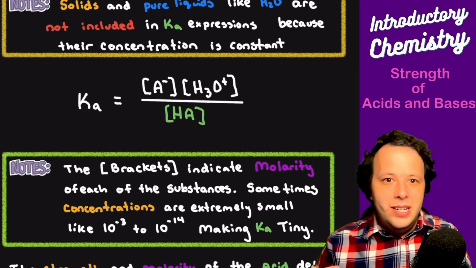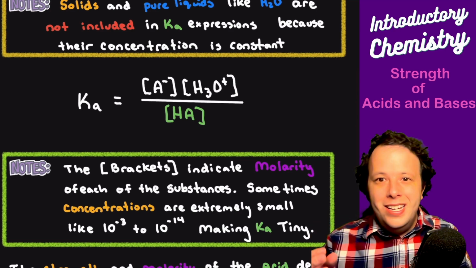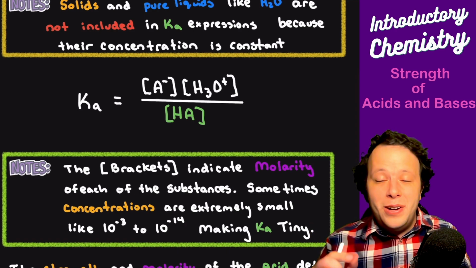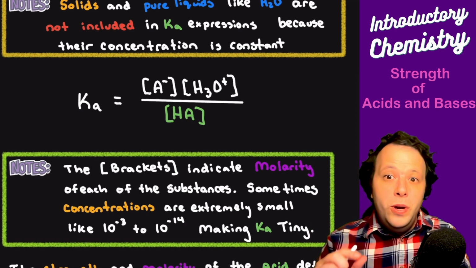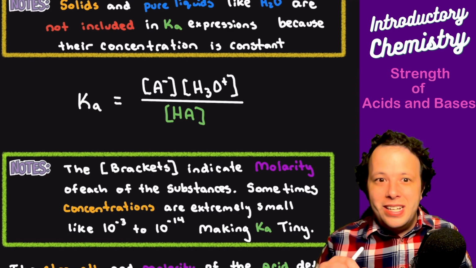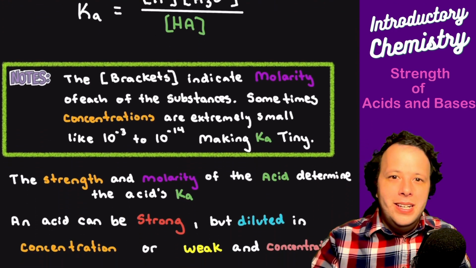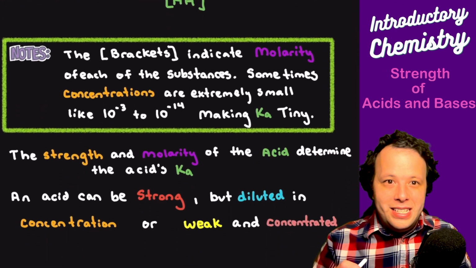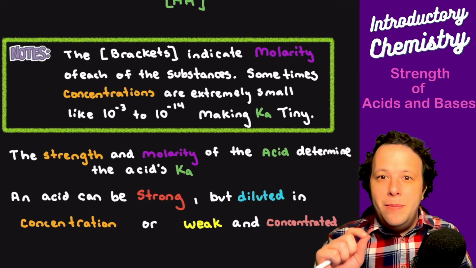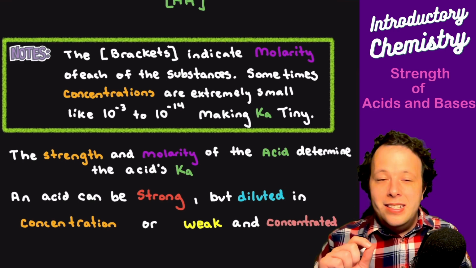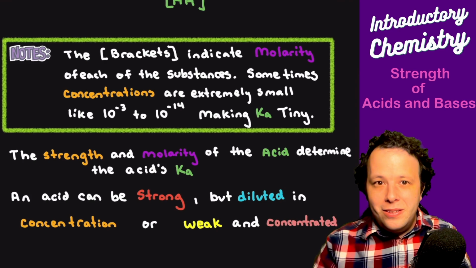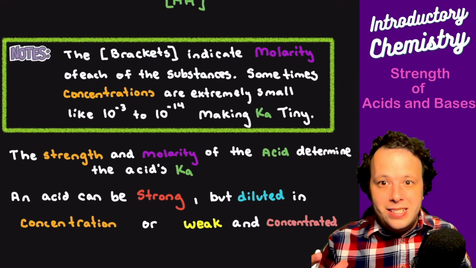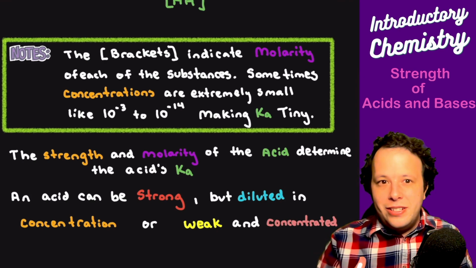Now the thing about this: if you calculate this, if we had all the concentrations measured, you usually would get a Ka that's very small. You might get one that's 10 to the negative 1 to 10 to the negative 14. It's usually very, very small when you're talking about weak acids and using Ka values. Now, the strength and molarity of an acid determine the acid's Ka. Okay, so depending on how strong of an acid it is and what the concentration is.